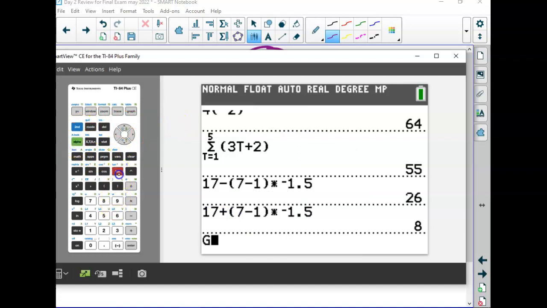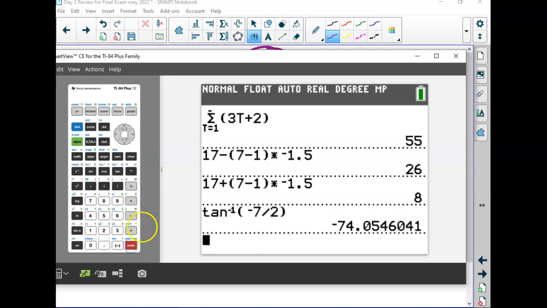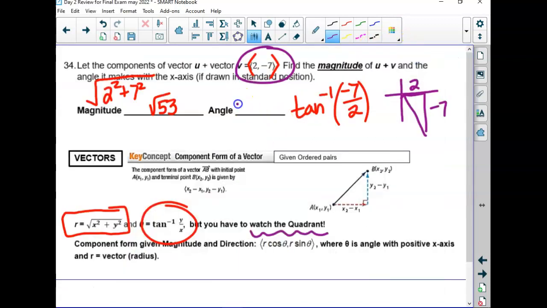Inverse tangent of -7/2. Okay, gives me -74 degrees. Is that in quadrant 4? Right, go back 74 degrees. If that wasn't a choice, what else could you do to stay in that same quadrant? Add 360. Is that 286? 276? Somebody helping me? 286? Okay, thank you.